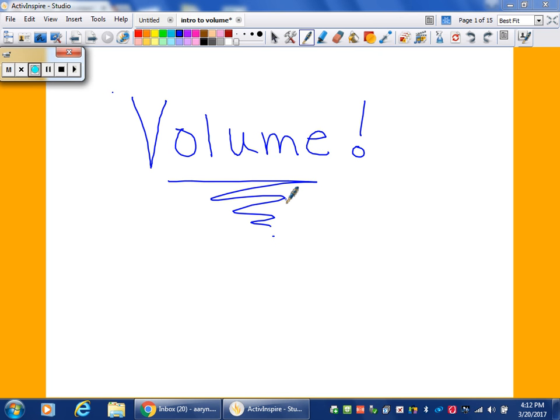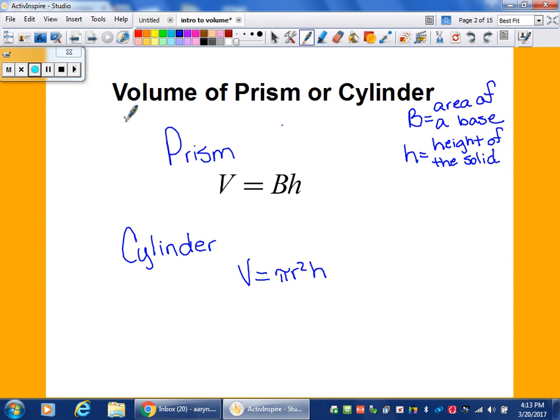Today we're going to go into the third dimension, and what we're going to start with is how to calculate volume. To do this, you need to know the different types of solids out there. You have prisms, cylinders, pyramids, and cones. Okay, so let's go ahead and start our volume.